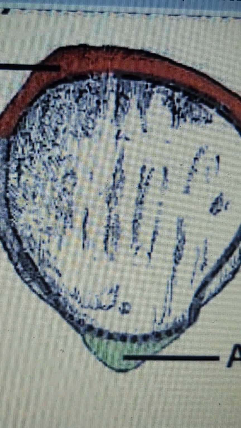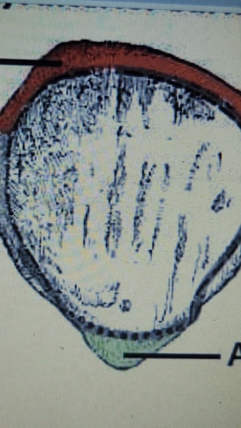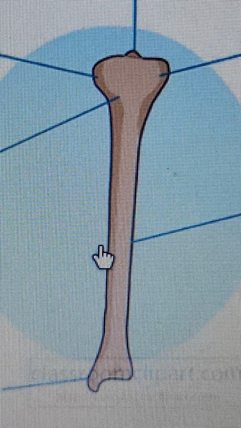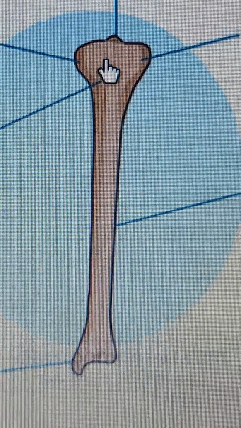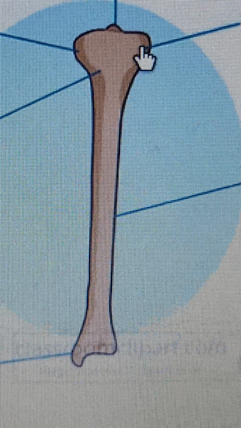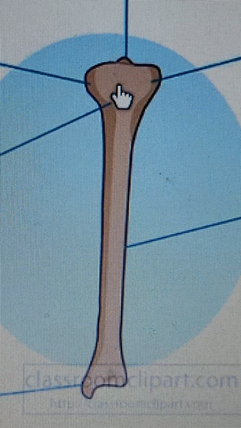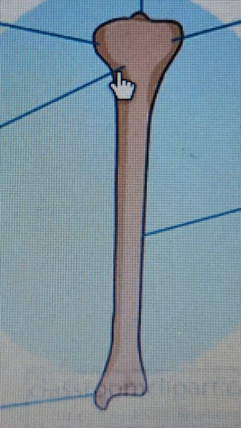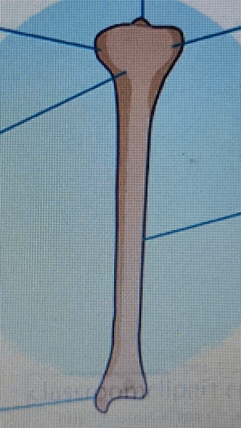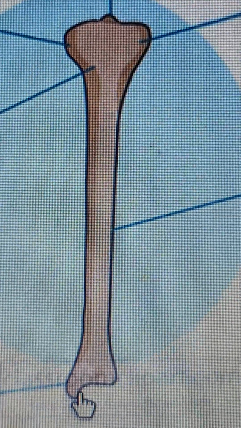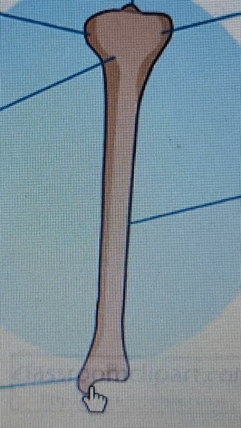The next part of the leg we have is the patella, which is our knee. Next we have the tibia. Right here is the medial condyle. This would be the lateral condyle. This part over here is the tibial tuberosity. And this bottom section down here, this pointy part, is the medial malleolus.